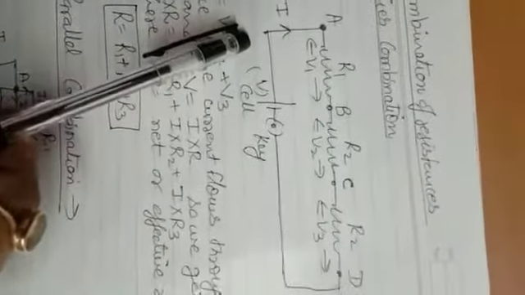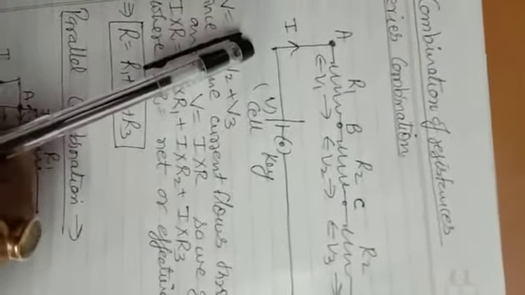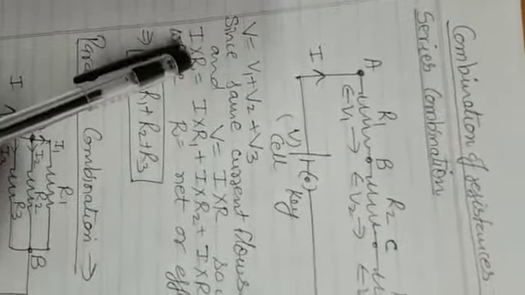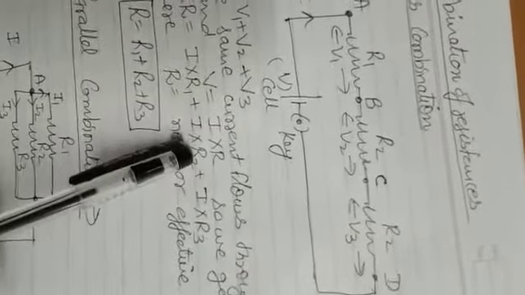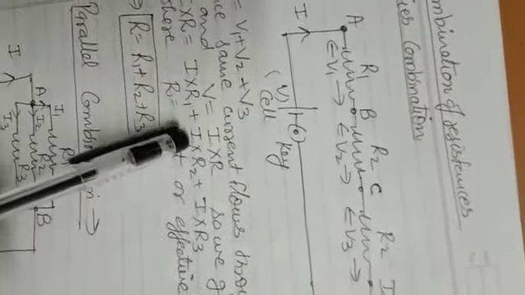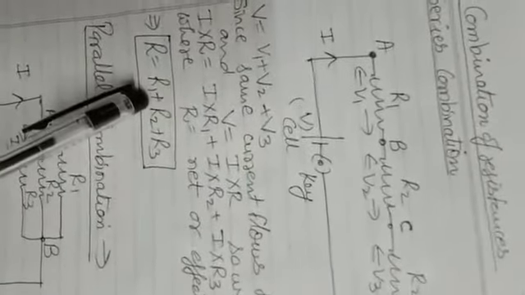Since only one possible path is there, the current will be the same in the three resistances. And by Ohm's law, V is I into R. If we substitute the values, where R is the net effective resistance of the circuit, then I into R is I into R1 plus I into R2 plus I into R3. Take I common from the right hand side. On solving, we get R equals R1 plus R2 plus R3 and so on, if more devices are there.